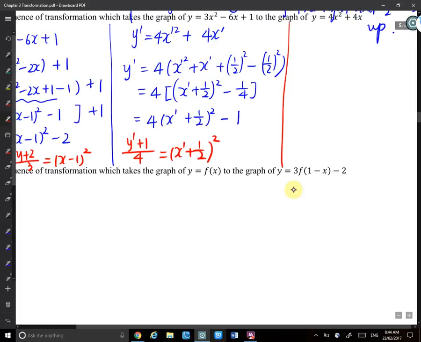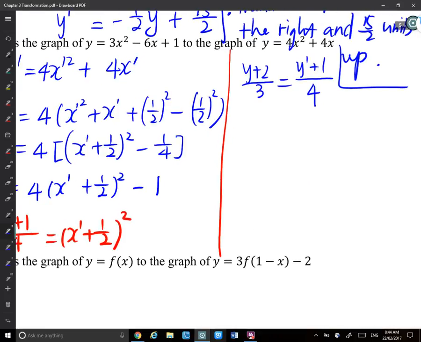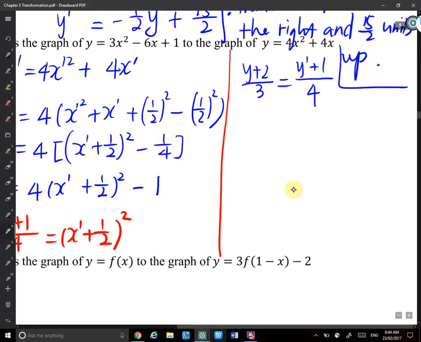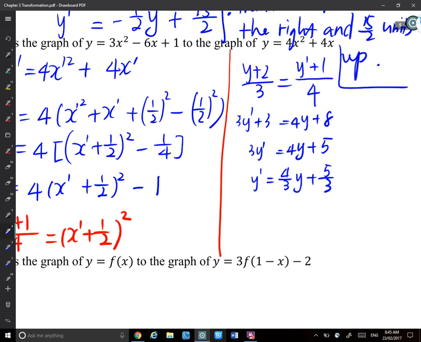So I will have y plus 2 over 3 equals y dash plus 1 over 4. Okay, equalize both sides. So we will have 3y dash plus 3 equals 4y plus 8. Cross multiply both sides. And 3y dash equals 4y plus 5. And divide by 3, so it's 4 on 3 y plus 5 on 3.